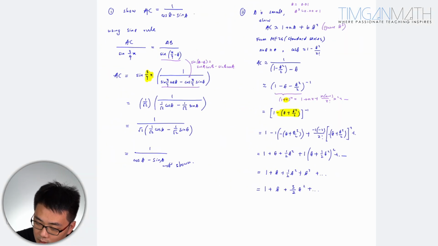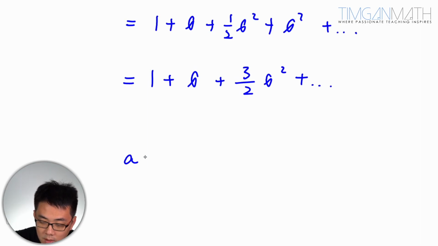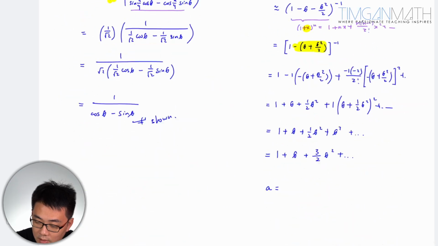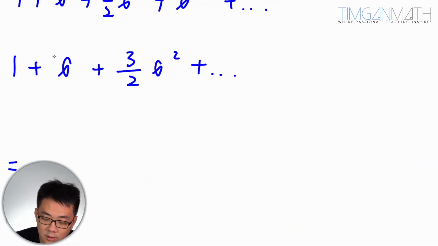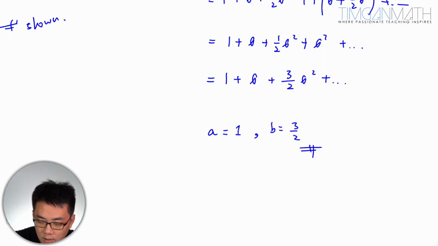Once that is done, what is our A? We just want A, which is the one in front of theta. So A equals 1, and B equals 3 over 2. Now this is how I do this question.